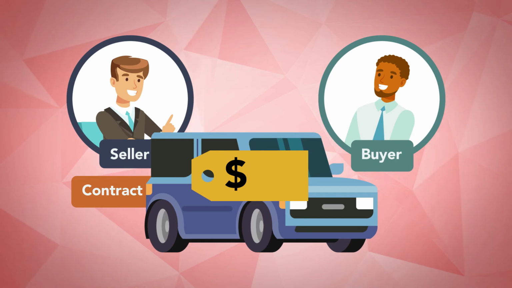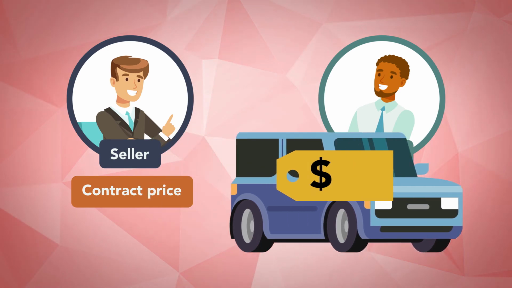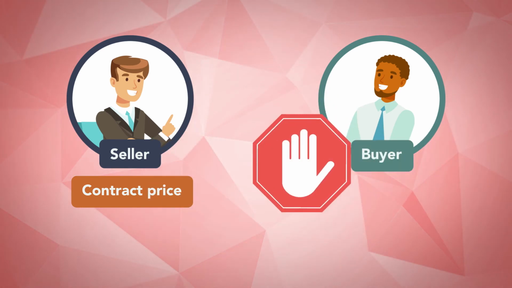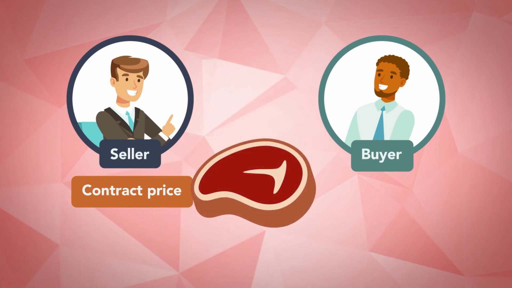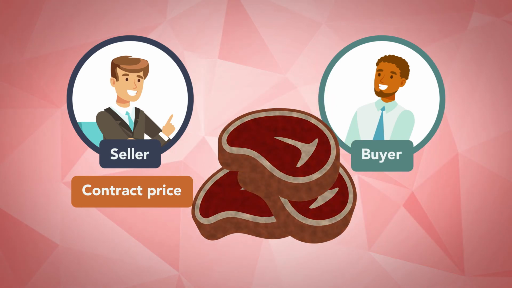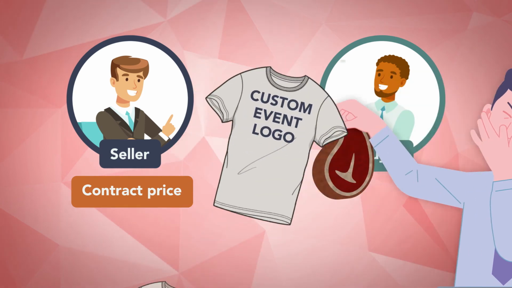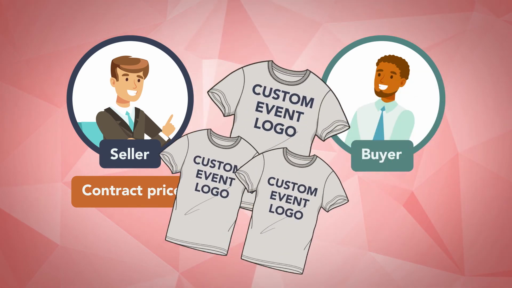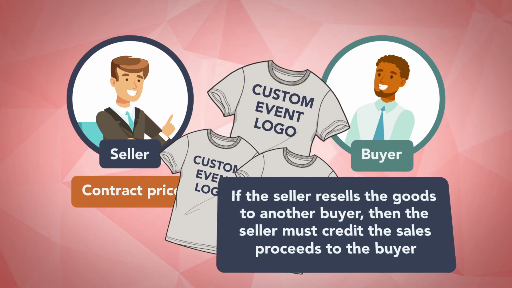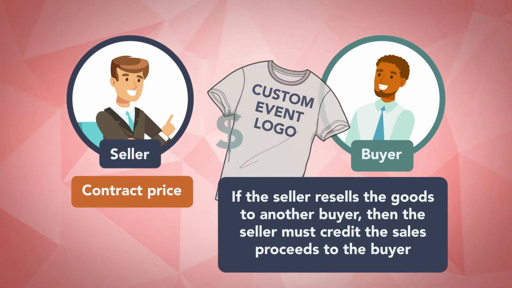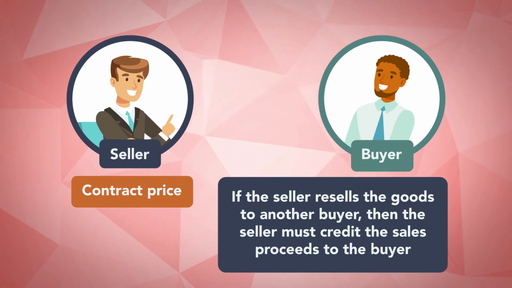A seller may also collect the purchase price from the buyer who wrongfully revokes its acceptance. The seller may also collect the contract price when the goods may not be resold or when trying to resell them would prove futile. This situation may occur when the goods uniquely address the buyer's needs, and other damages measures would be inadequate. Of course, if the seller does resell the goods to another buyer, then the seller must credit the sales proceeds to the buyer.